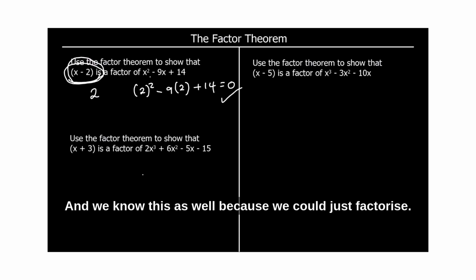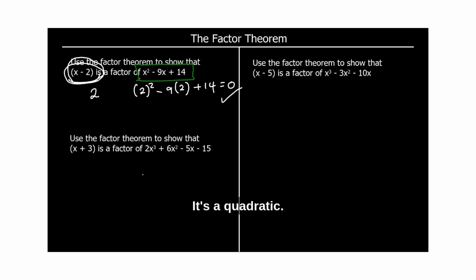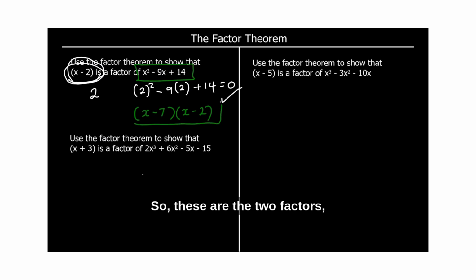And we know this as well because we could just factorize. It's a quadratic. So x in both brackets, what multiplies to make 14 adds to make negative 9? It's negative 7 and negative 2. So these are the two factors, x minus 7 and x minus 2. These two brackets are the two factors. And that means the things that make it equal to 0 are 7 and 2. So if we substitute in 7 or 2, we get 0.